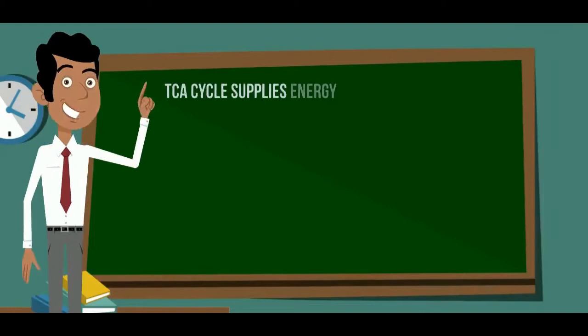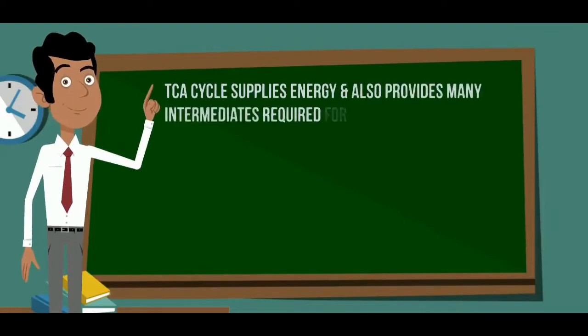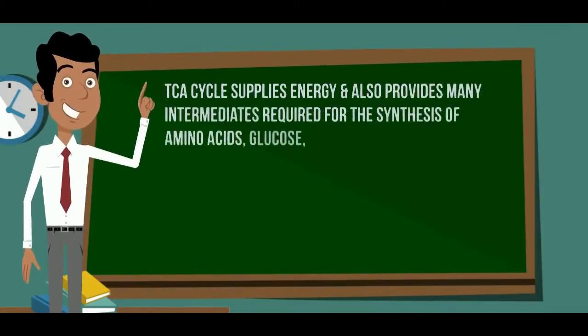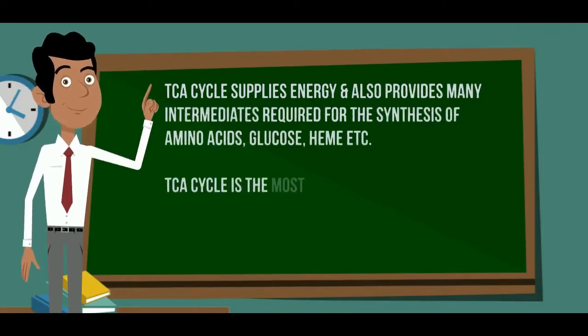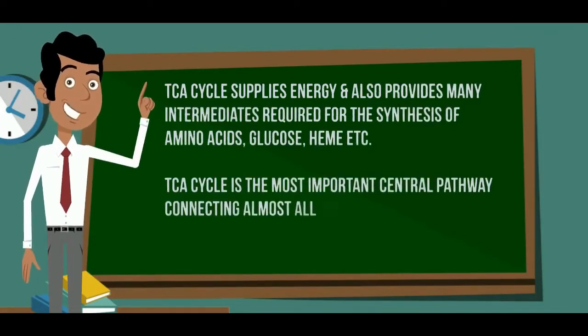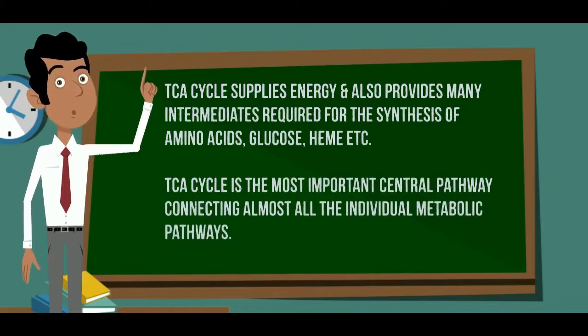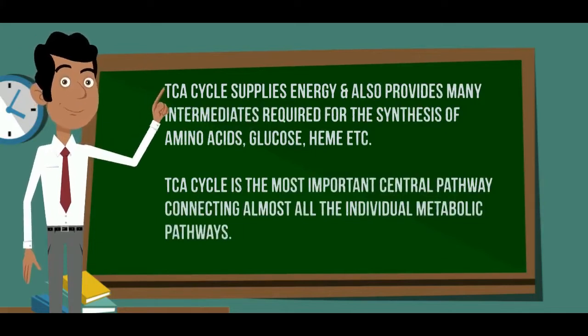The TCA cycle supplies energy and also provides many intermediates required for the synthesis of amino acids, glucose, heme, etc. The TCA cycle is the most important central pathway connecting almost all the individual metabolic pathways.